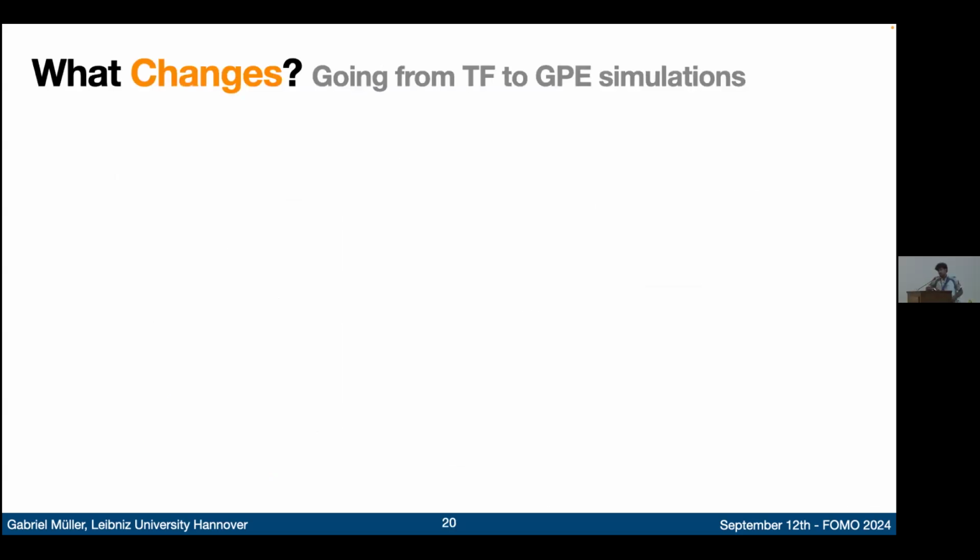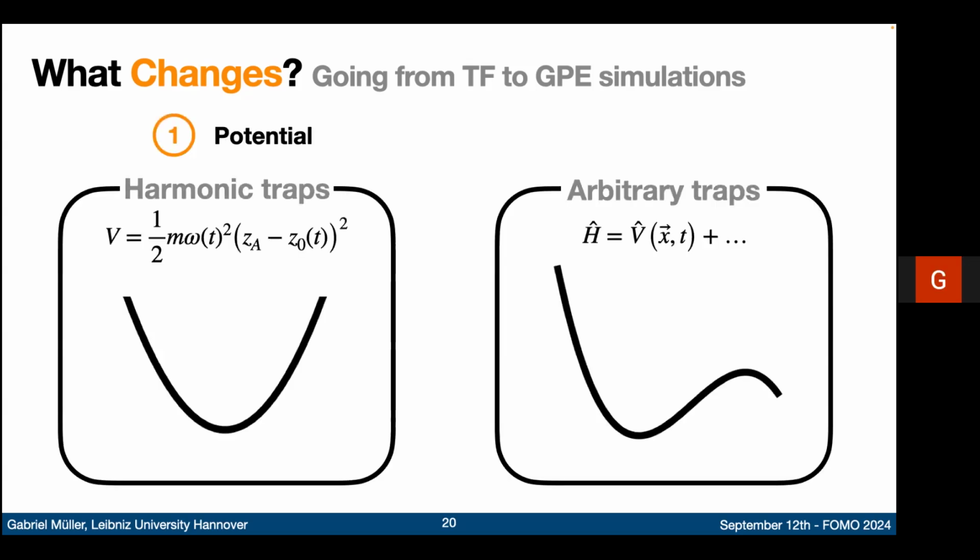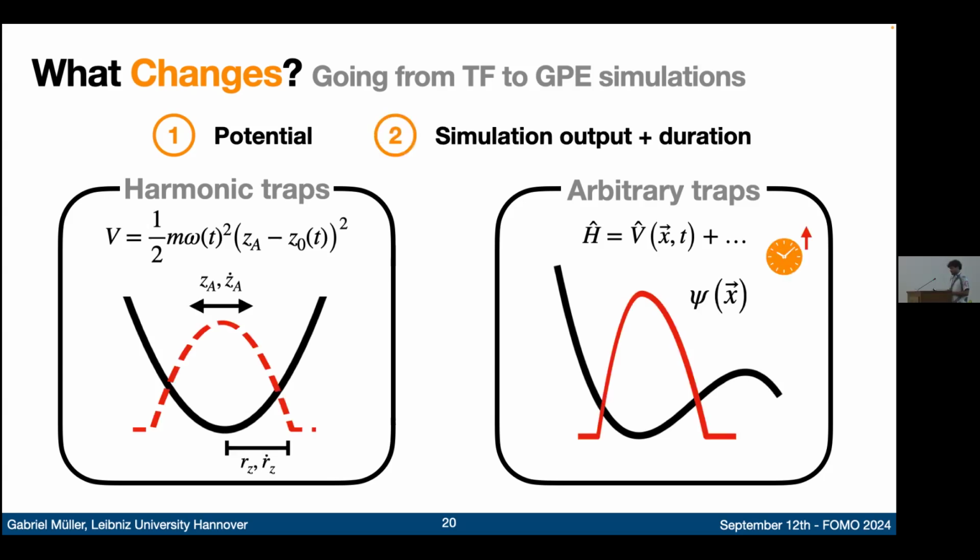So what changes going from Thomas Fermi to GPE simulations? First, the potential. The harmonic traps that we just coupled, where we just look at the set of mass oscillations and so on, will be replaced by arbitrary traps. The second thing is the simulation output and, of course, the duration. The simulation output will be a wave function, which previously was just a set of parameters, and the iteration time will increase. I would expect something on the order of a minute, maybe up to 5 minutes, depending on your scenario.